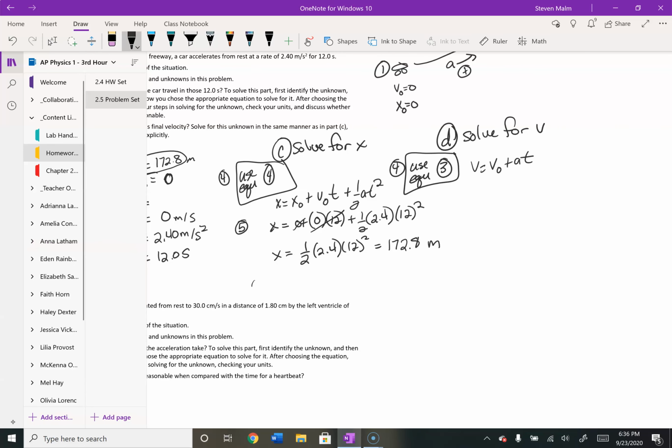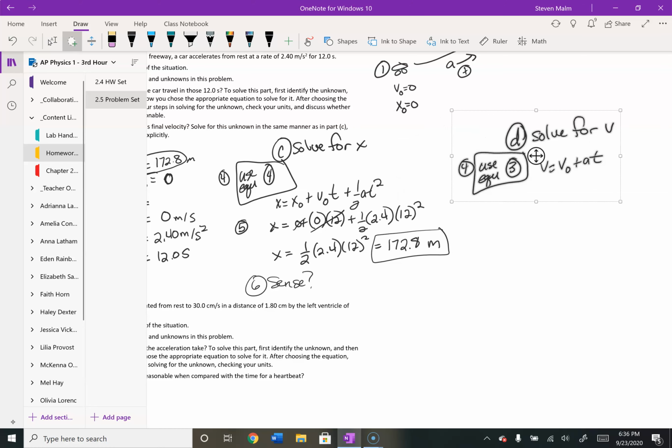So I guess last step is, does it make sense? Based on the speed it was moving, the acceleration it was moving, that it only covered about 200 meters makes sense to me. Okay. All right, next thing is going to be to solve the second part of the problem. Sorry, I'm just going to move this real quick. Next thing is to solve part D.